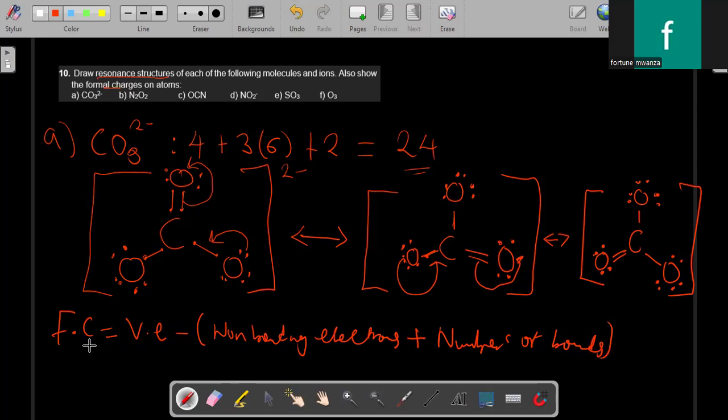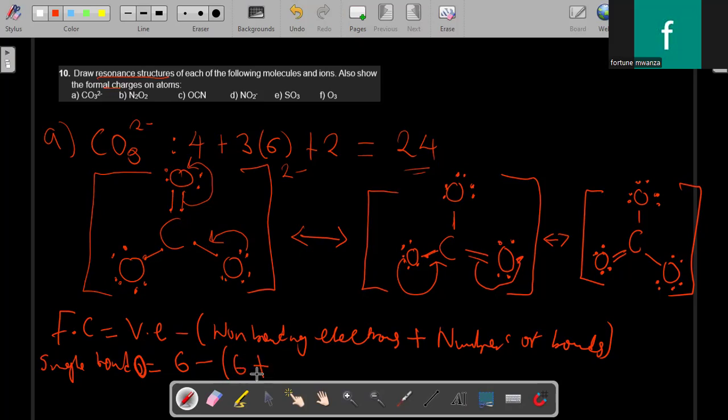So let's start with the oxygen with a single bond. So what are we going to have here? What is the valence electron count for oxygen? Any oxygen will have a valence electron count of 6. Minus, how many non-bonding electrons are you having? These lone pairs of electrons are the non-bonding electrons. You can see these oxygens with single bonds have 6 non-bonding electrons. So you get your 6 there.